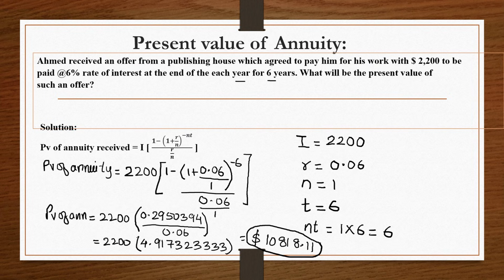Is that clear to everyone? First we will read the question. Second step, write down the formula. Third, write down the values of each thing mentioned in the formula: I, R, N, T, NT. Then substitute the values, calculate, and you will get the answer. Okay, we will take another question.